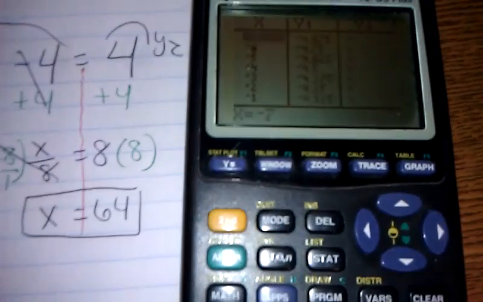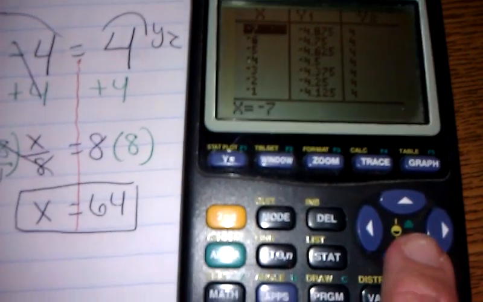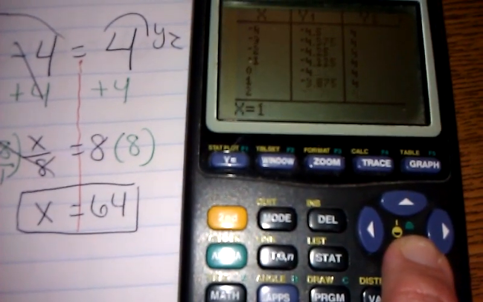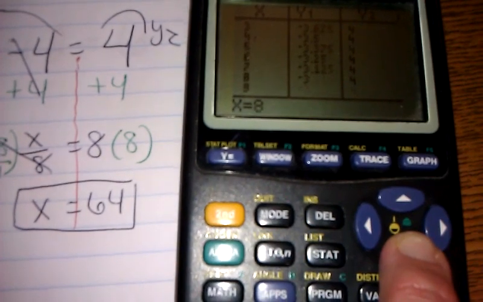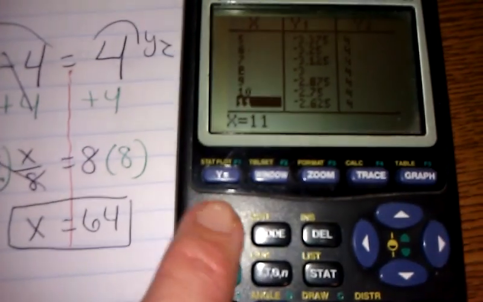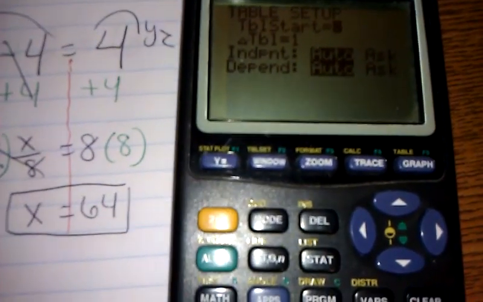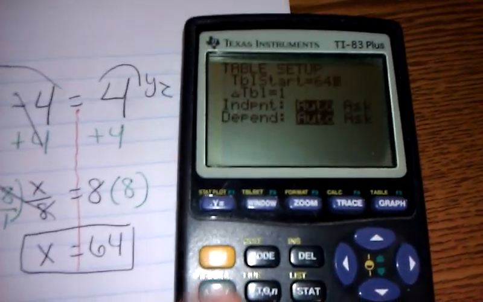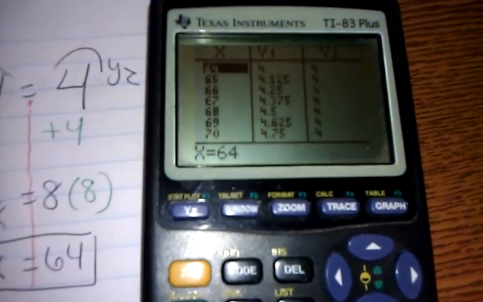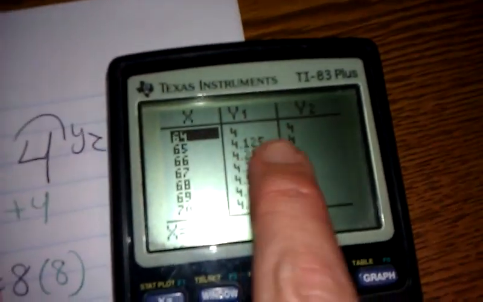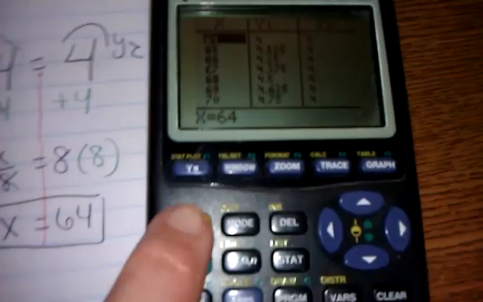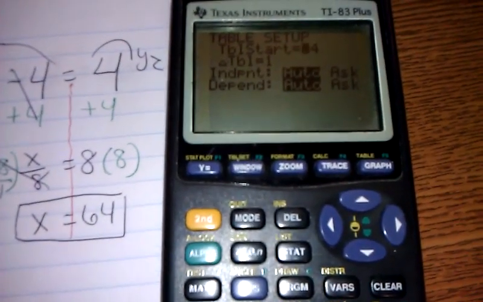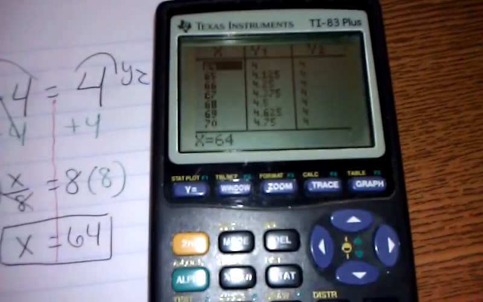Second graph. Now I'm looking to see if 64 is my answer. So I can press this and go all the way down to 64. Or go second window, type in 64, and go second graph, and that will take me to 64. And so now you can see that you're correct. Again, I went second window, type in the number I want, and then second graph.